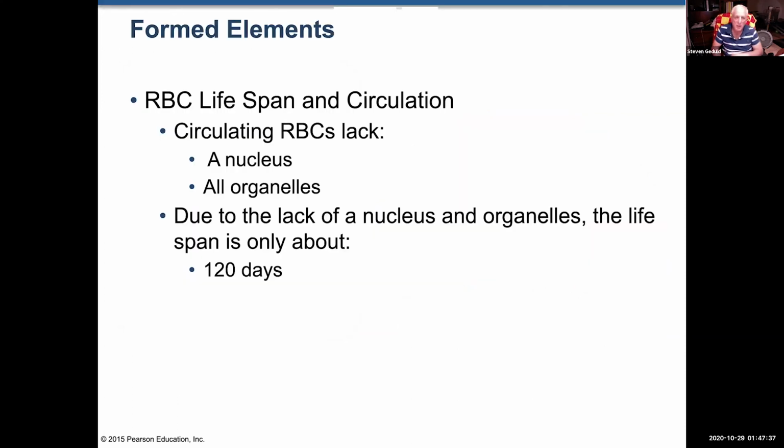The lifespan of red blood cells is roughly 120 days. Because it has no nucleus, it has no way of reproducing or maintaining itself, so it only lasts about 120 days, then it's recycled. All circulating red blood cells lack a nucleus and all organelles, and because of that, their lifespan is roughly 120 days before they get recycled.